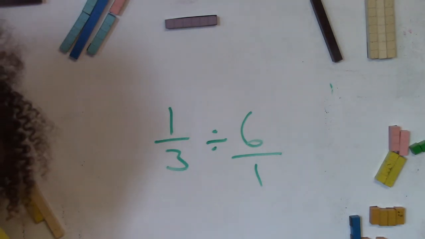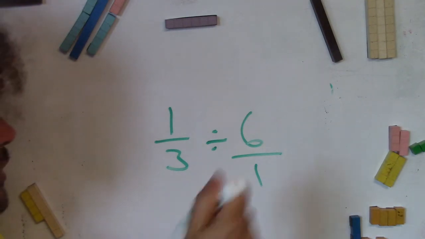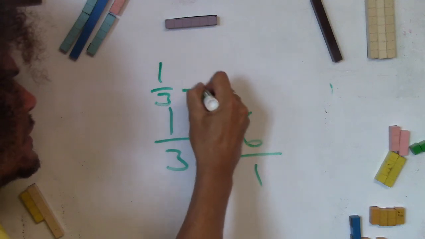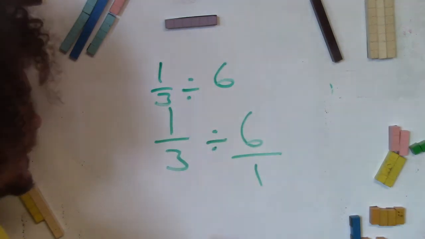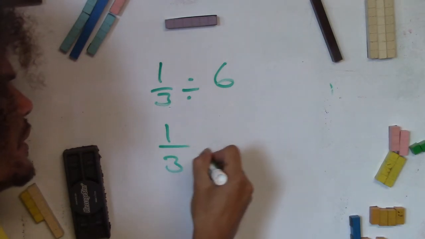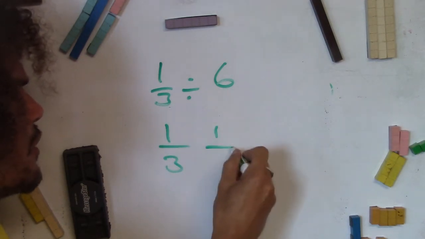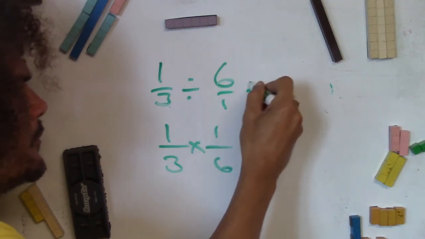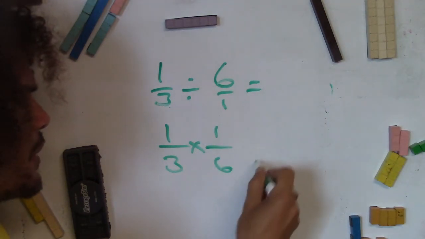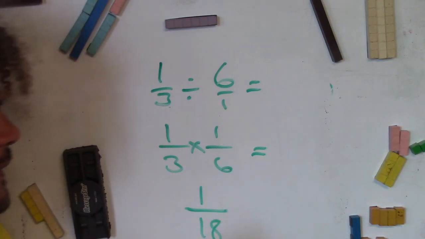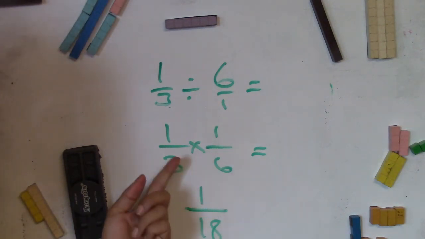Now do you see? They give you a rule. Oh, here, I'll put it over here. 1/3 divided by 6. Well, they tell you this rule about 1/3 times 1/6, and that this is the same thing, and that answer is going to be 1/18. Now, do you see why?